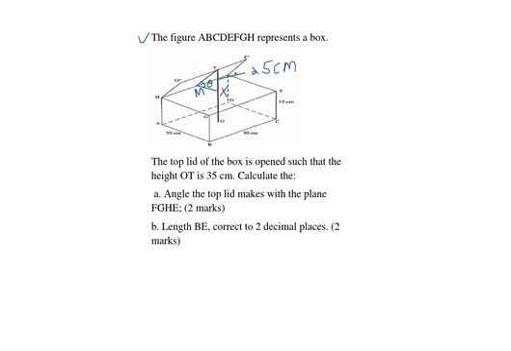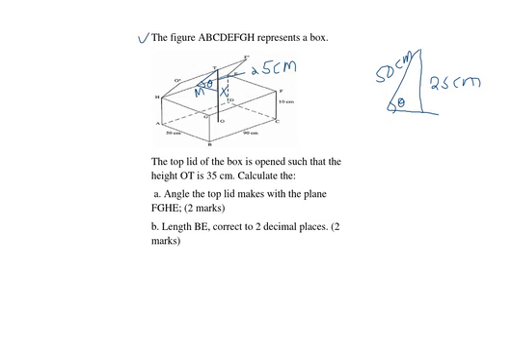The reason is OT is given as 35 centimeters and we know that OX is 10 centimeters. So if we subtract 10 from 35, we get 25, which is the length of TX. So this is 25 centimeters and here we have 50 centimeters. We are supposed to get the value of this theta.